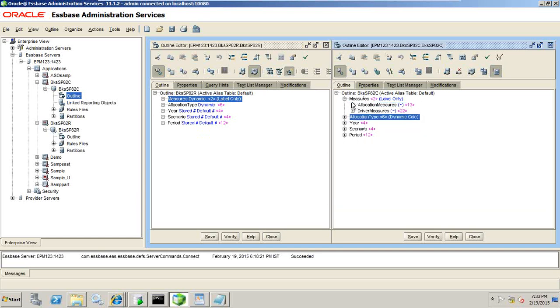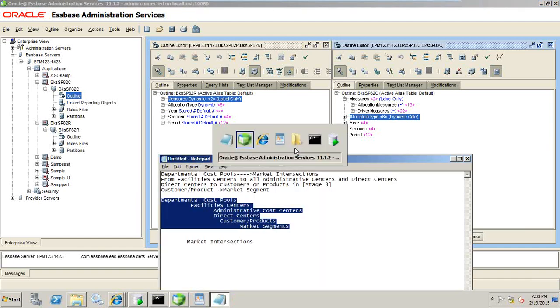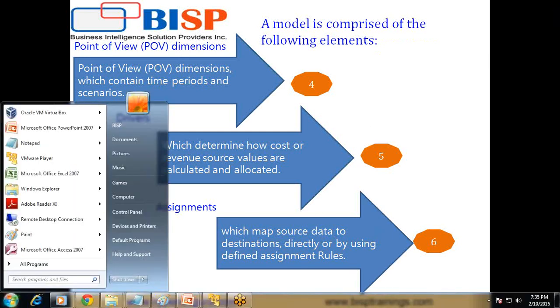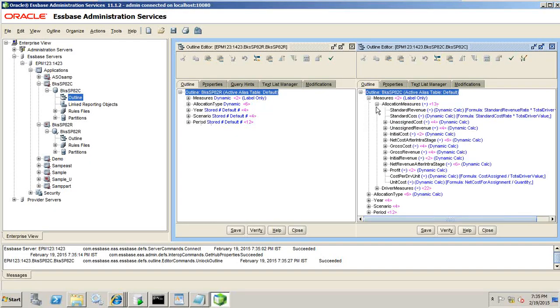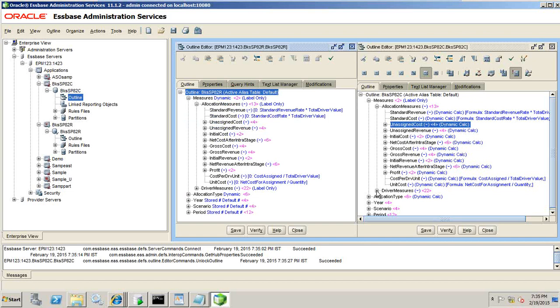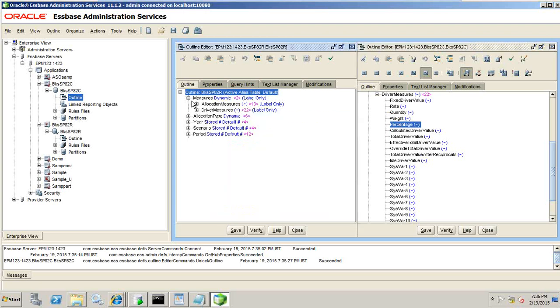If you look at the structure, one of the important elements is the measure. In our example, we used initial cost, machine hours. My drivers are machine hours and number of initial setups. Then there is another system defined dimension called allocation. Here we talk about different kinds of allocation. We have allocation and system defined dimension. As I said, it has measures. Measures in turn consist of different allocation measures like unassigned cost, unassigned revenue, initial cost, gross cost. And then you have different kinds of drivers, major drivers like quantity, rates, weight, percentage, unit cost. All these are drivers.